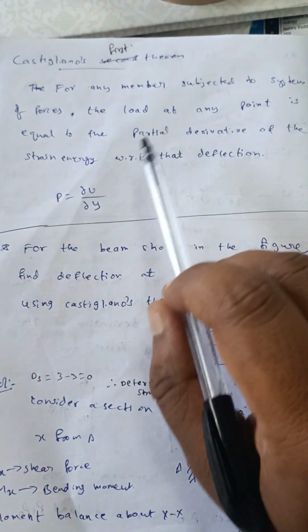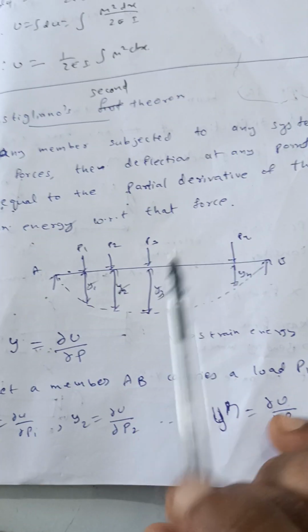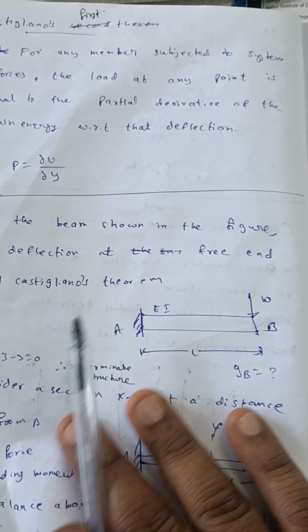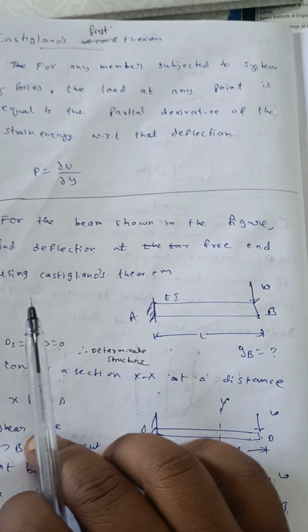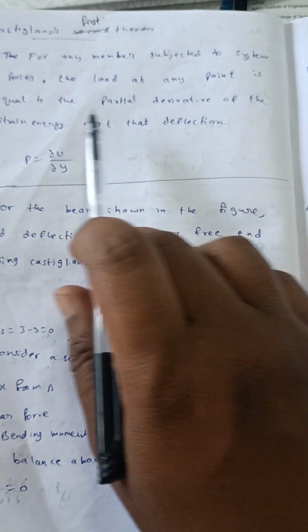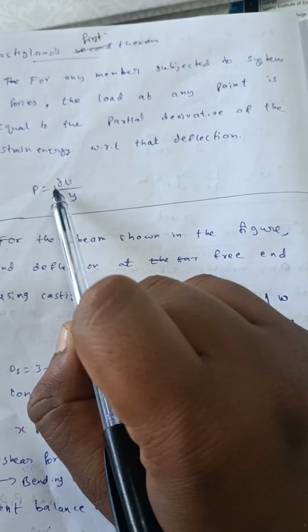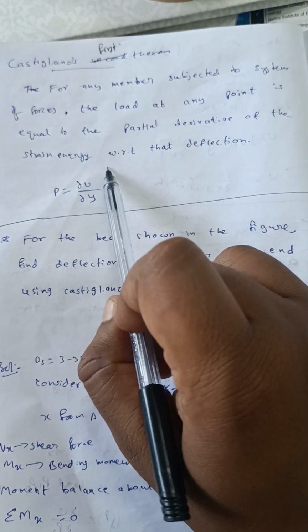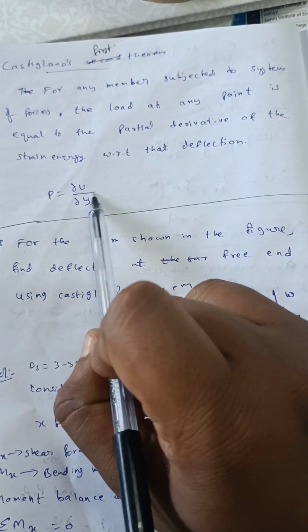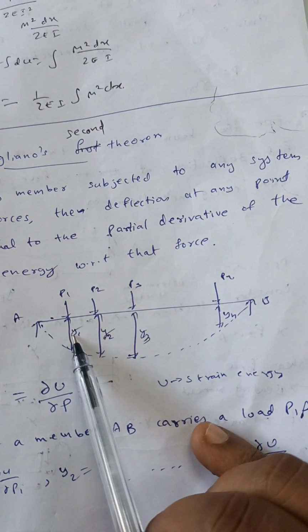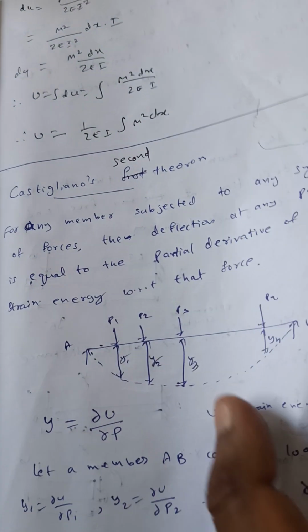So, for any member subjected to a system of forces, suppose we consider a simply supported beam subjected to a system of forces P1, P2, P3, up to Pn. The load at any point is equal to the partial derivative of the strain energy, so P is equal to ∂U by ∂y, with respect to the deflection. This is Castigliano's first theorem.